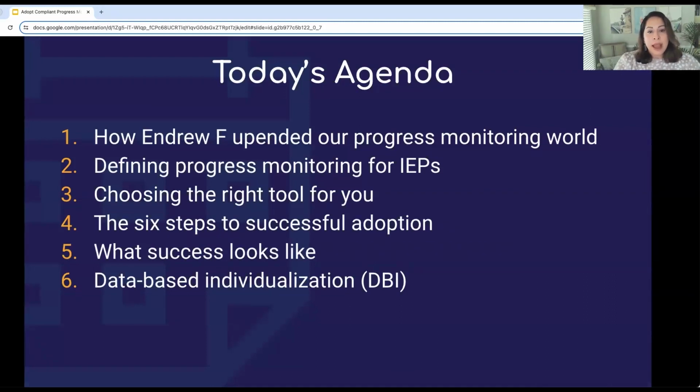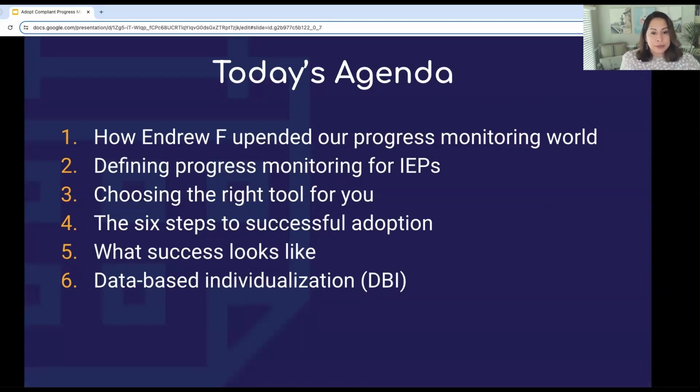So thanks again, CASE. And let's talk about our agenda today. So we're going to discuss how Andrew F. changed the progress monitoring expectations, defining progress monitoring for IEPs. This is especially important because, as we've learned working with schools across the country, people have different understandings of what compliant progress monitoring is. We'll talk about choosing the right tool and how to successfully adopt and implement those processes, including scheduling time for students to complete it, time for teachers to review the data, and then confidently communicating that data to all stakeholders. We'll talk about what success looks like when all the steps are implemented, and finally, how that success translates to implementing data-based individualization.